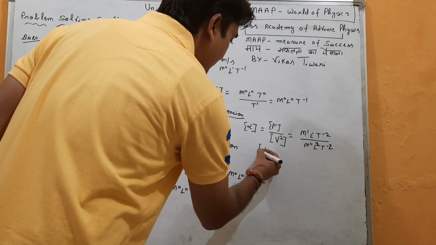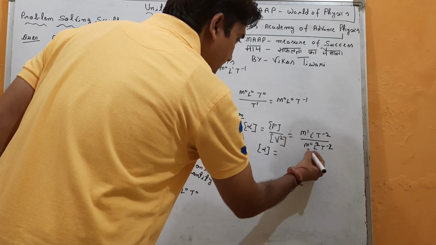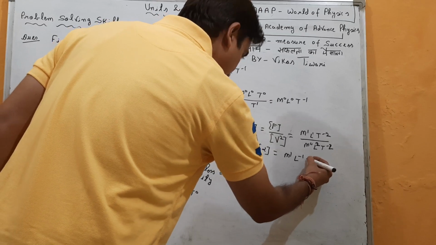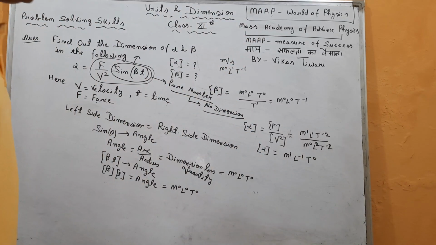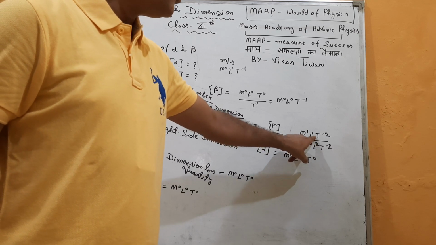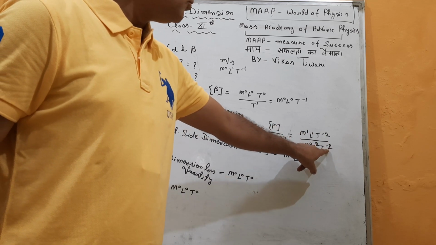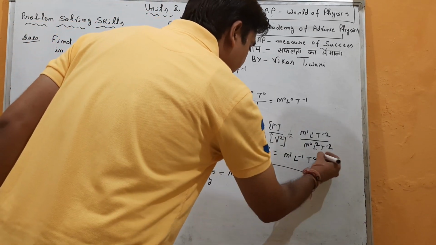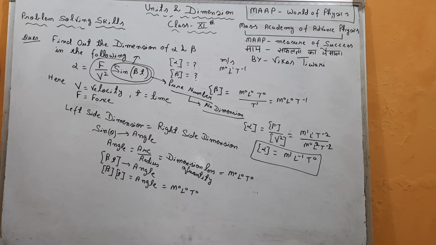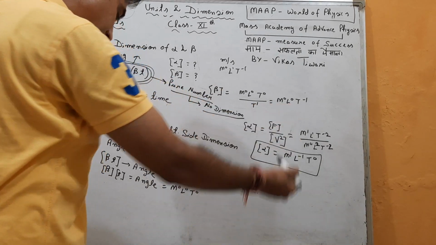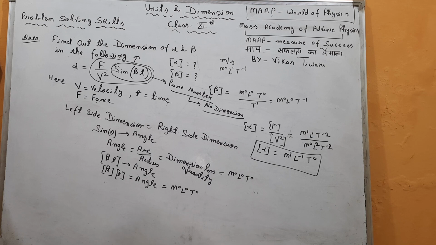Now alpha is equal to M1 L minus 1 T0. Here for L, 1 minus 2 is equal to minus 1, and for T, minus 2 plus 2 is equal to 0. So the dimension of alpha is M1 L minus 1 T0, and similarly we have already calculated the dimension of beta as M0 L0 T minus 1.